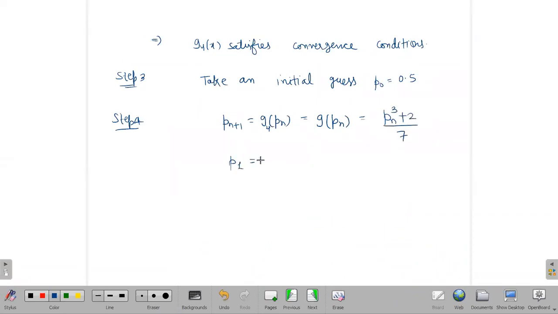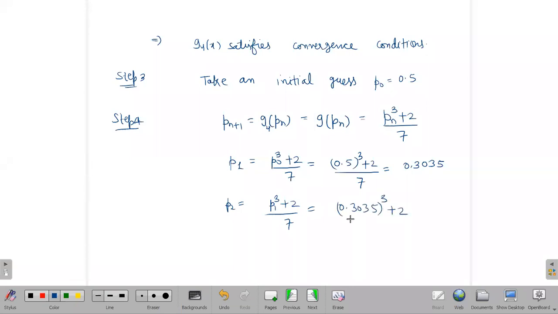So let us find the first iteration: p naught cube plus 2 by 7. So it is 0.5 cube plus 2 by 7. It is approximately equal to 0.3035. Again I'm taking this, that is p1 cube plus 2 by 7, so it will give you 0.3035 cube plus 2 by 7.